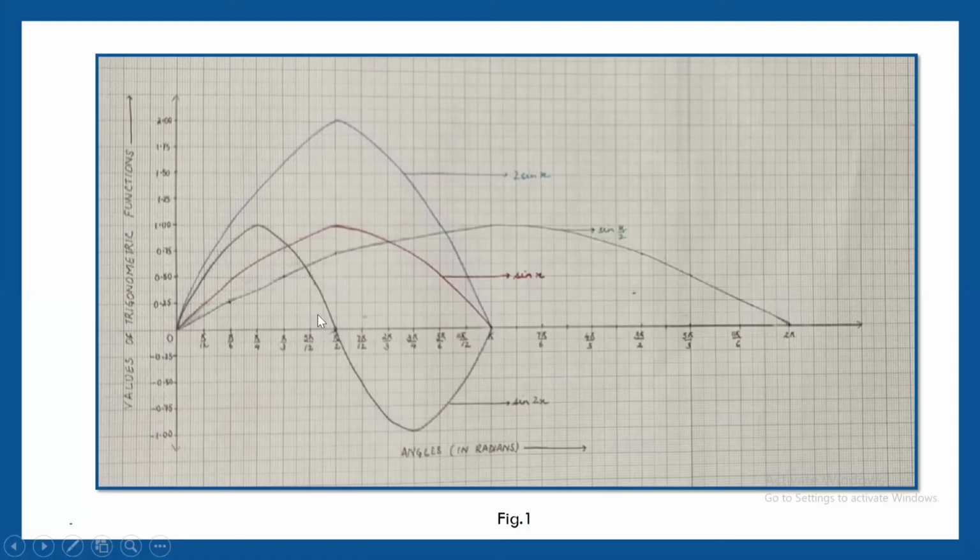So again, I've taken 4 different colors. I have taken pink color for sin x. I have taken black color for sin 2x. I took blue color for 2 sin x, and I've taken green color for sin x by 2. So once all this is done, my graph is ready, and I'm ready to note down my observations. Let us try to note down the observations.